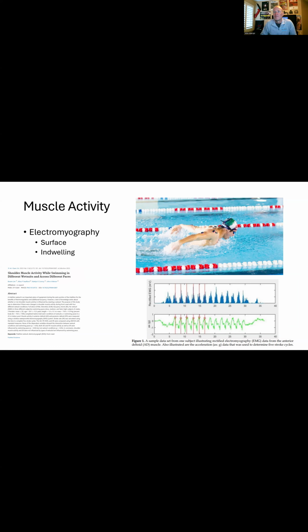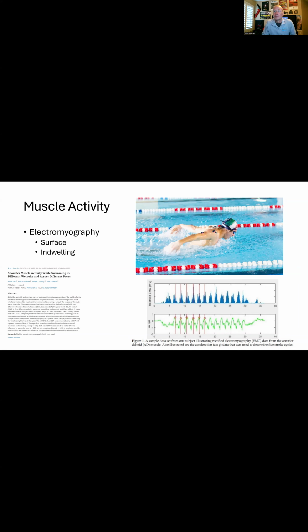There are two types of EMG, and that's surface and indwelling. Surface, just as it sounds, we put sensors on the surface of the skin to measure the electrical activity of the muscle right below those sensors. Indwelling, we actually stick wires in the muscle to measure the electrical activity inside the muscle or for deep muscles. Our lab really specializes in surface EMG. We don't do indwelling EMG.